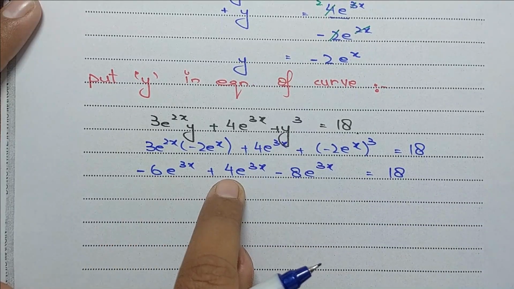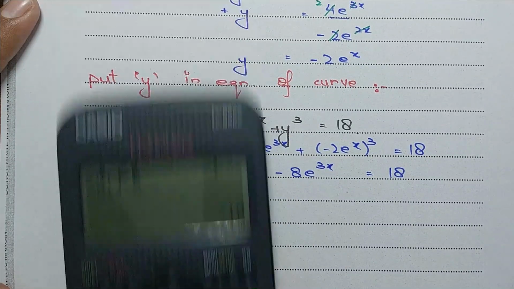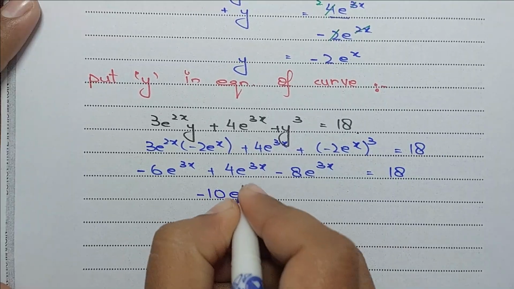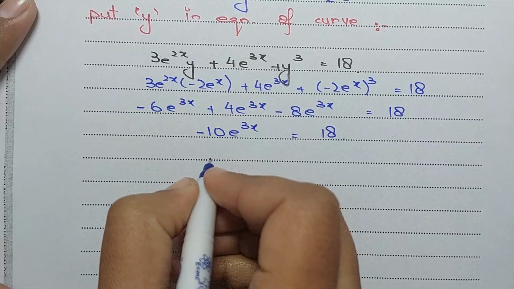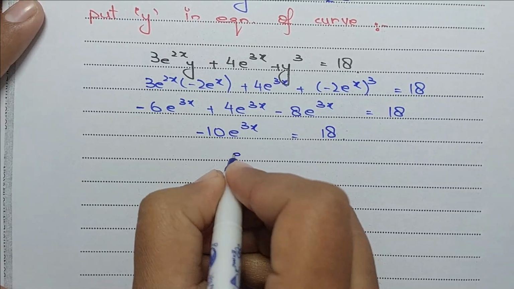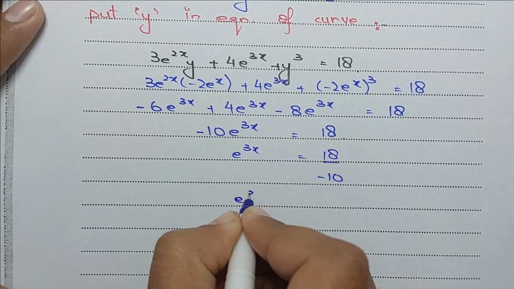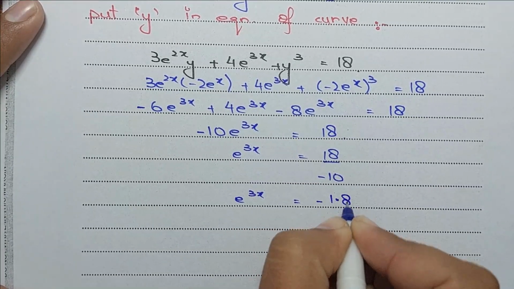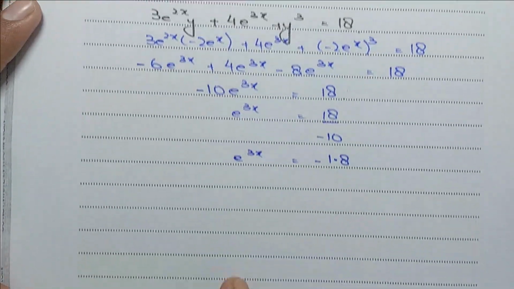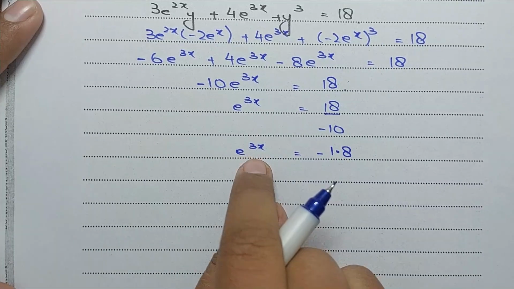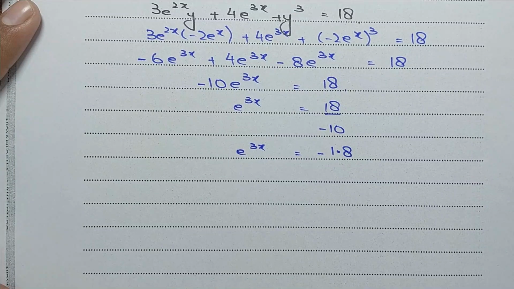Now everything is with e to the power 3x. Now minus 6 plus 4 minus 8. This becomes negative 10. Negative 10 e to the power 3x would be equal to 18. Let me solve for the x coordinate from here, if there is some x coordinate. So e to the power 3x would be equal to 18 over negative 10. So e to the power 3x would be equal to minus 1.8, right? Now, the exponential of a negative does not exist, or we can take natural log on both sides.